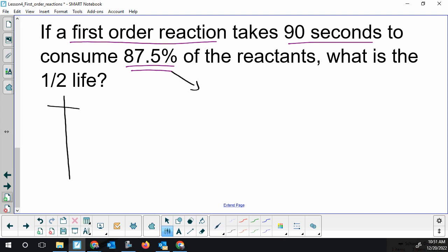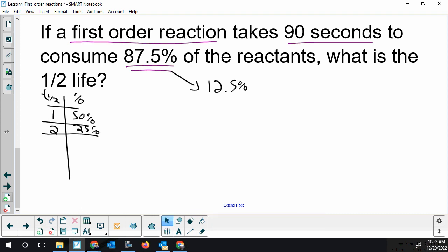Okay. After one half-life, there'd be 50% left. After two half-lives, 25%. We'll have to keep going. So this would actually be 12.5% left over. Okay. We got to figure out how many half-lives to get to 12.5. Okay. So one half-life will leave 50%. Two half-lives would be down to 25%. We're going to cut that 50 in half.